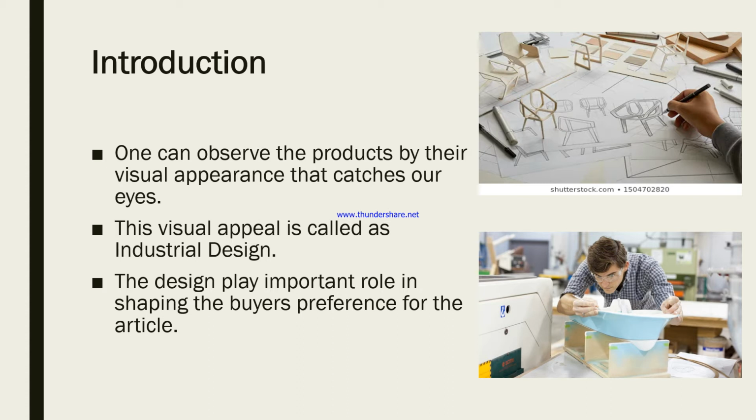Now we are going to discuss how a design is applied to a particular article and how it is protected by way of legislation. One can observe the product by its visual appearance that catches your eyes. This visual appearance is called industrial design. The design plays an important role in shaping the buyer's preference for the article.